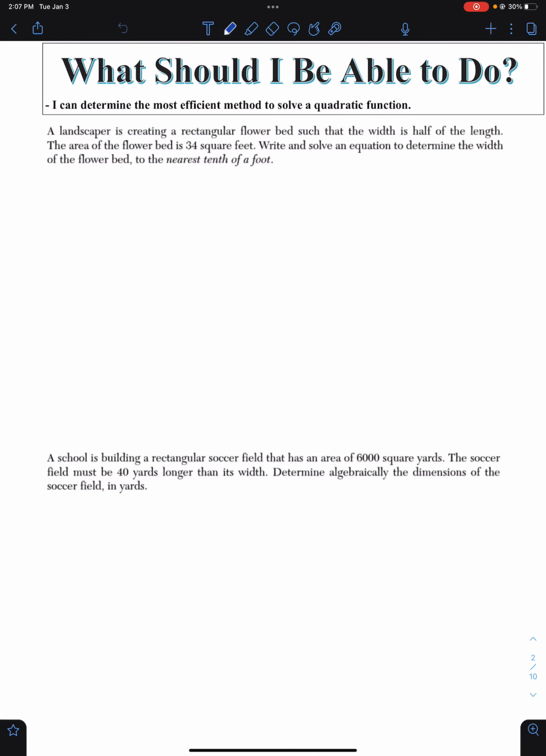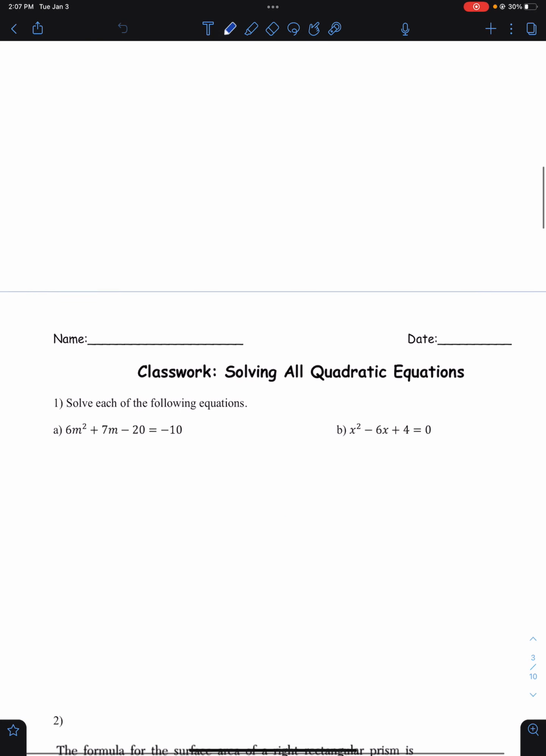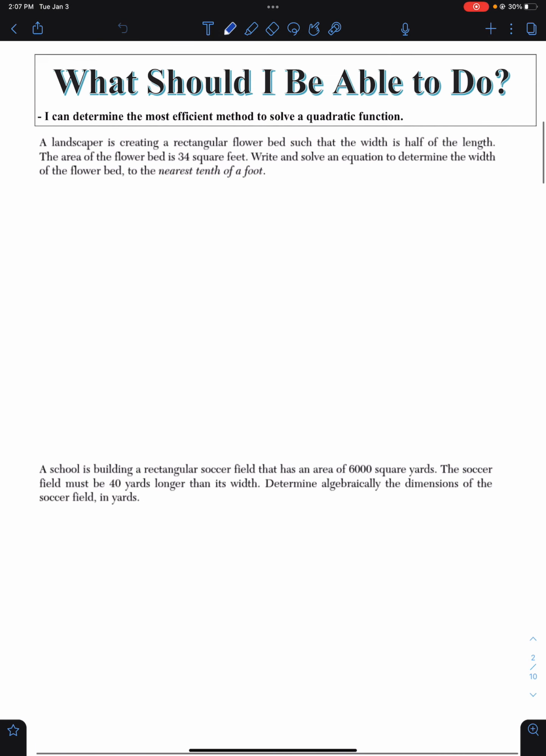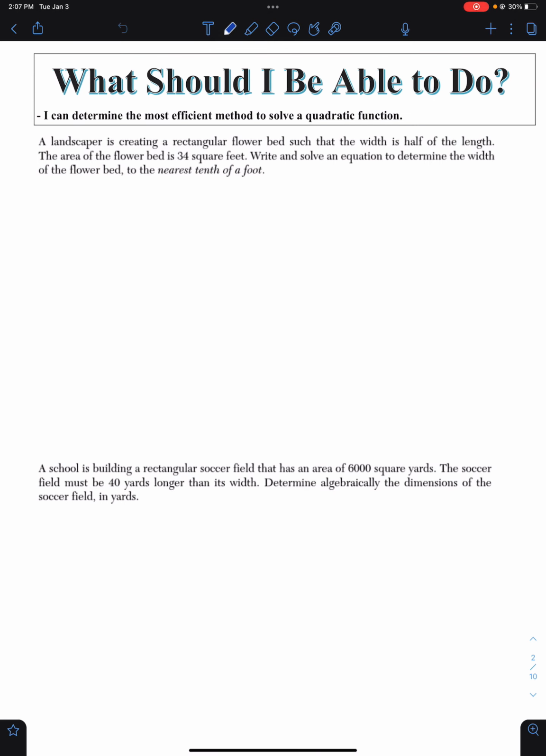On the next page, and I think this is the last page before the classwork, we're just putting some word problems to the quadratic equations. So what I want you guys to do really is just do the first one and do the second one. Pause the video, play it once you're done, and I'll show you the answer and explain a little bit.